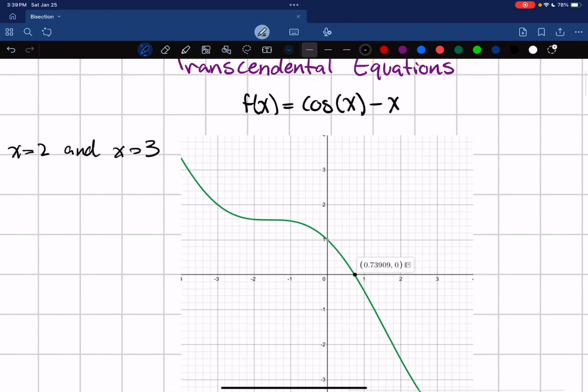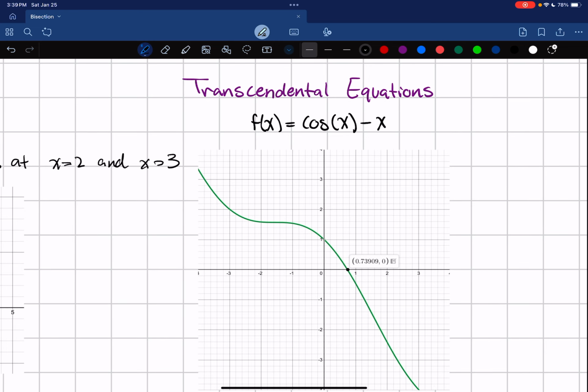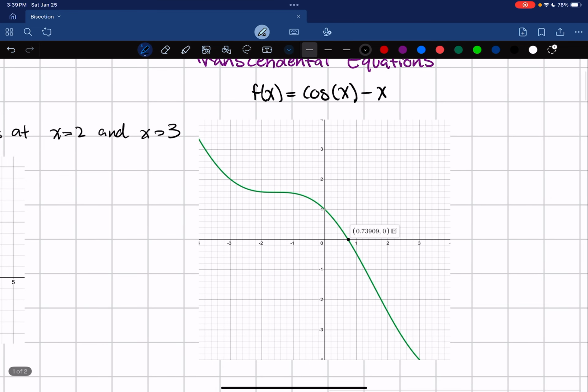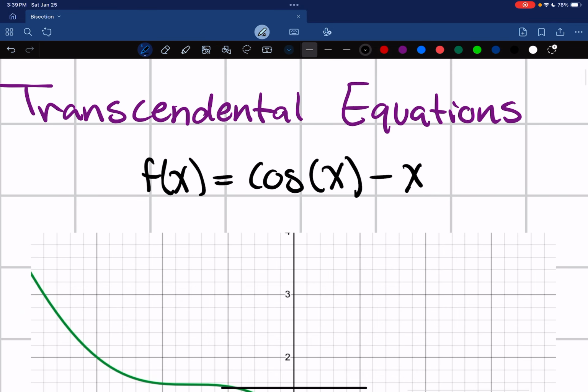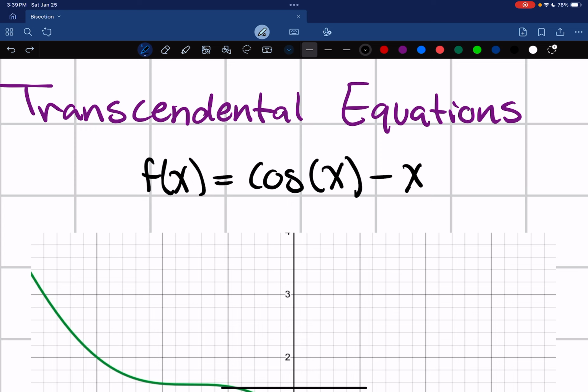But there are some functions, transcendental functions or equations. These ones you literally just can't factor. Like, it's not possible to factor. So even if you wanted to, you can't. So if we look at this, the reason you can't factor is because of cos. What are you going to do to factor cos? You can't really do much.